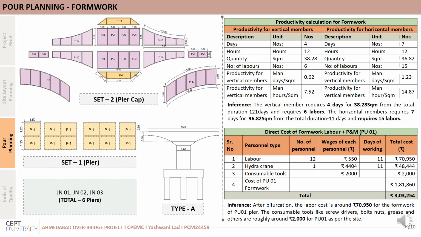Here shown is the example of formwork sets for pier category A, where we use different sets of formwork, that is set 2 for pier cap and set 1 for pier. These would be repeated as per the requirement. For formwork, we identified the direct cost by adding the cost of labor through productivity calculation, cost of machinery and tools. Here shown is the direct cost of formwork for PU01, which is 3 lakh rupees.